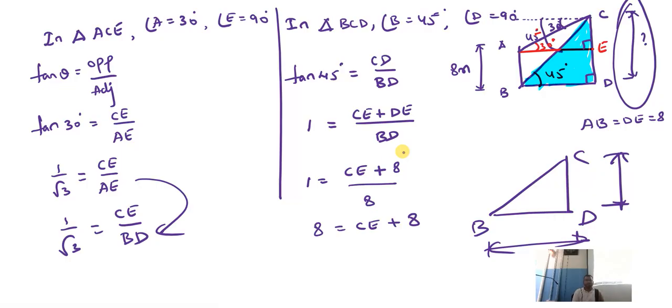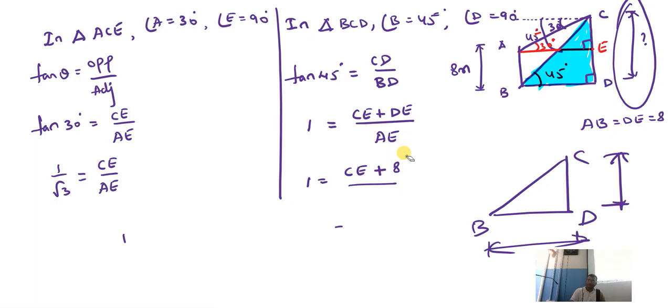Understood? But I don't want to write BD because you may get confused between the previous case and this case. So I will mention it as AE only. I am going to replace my BD as AE. So 1 as it is equals to CE, CE as it is plus DE. DE can be written as 8.